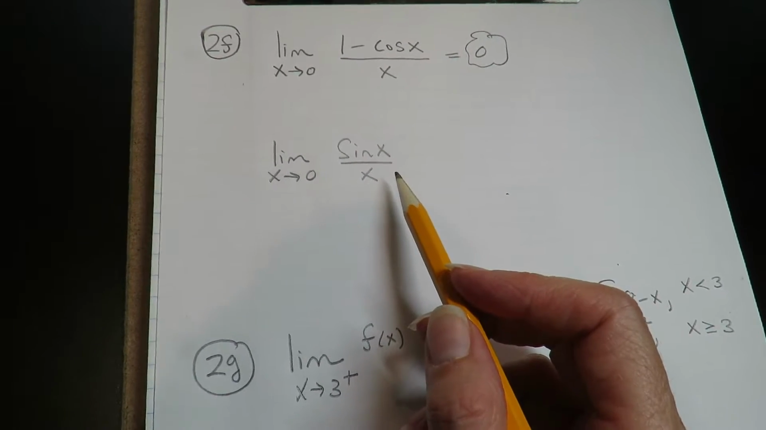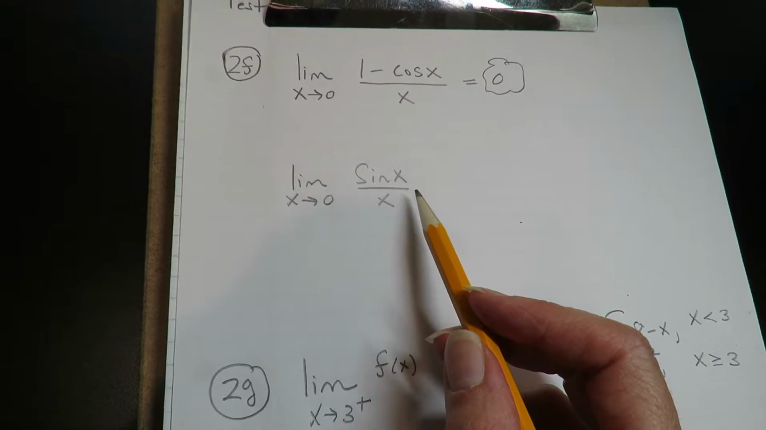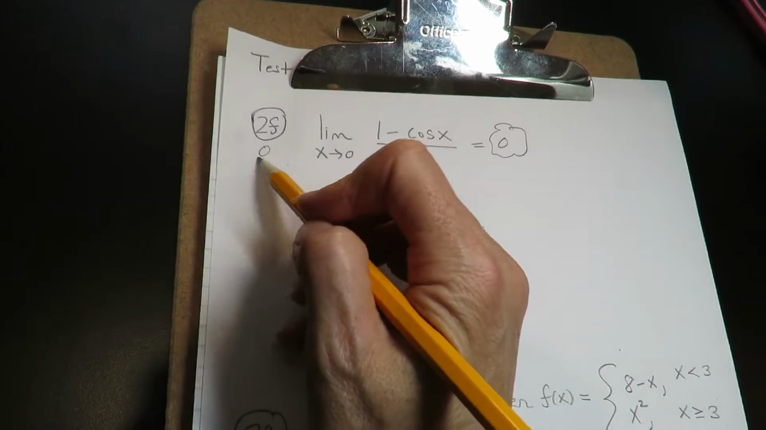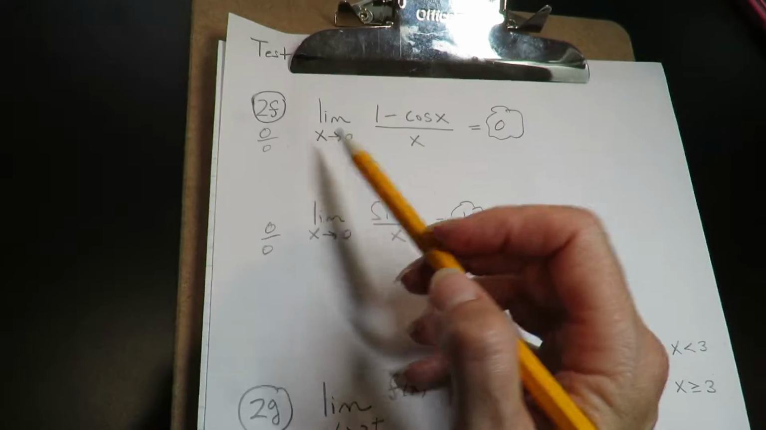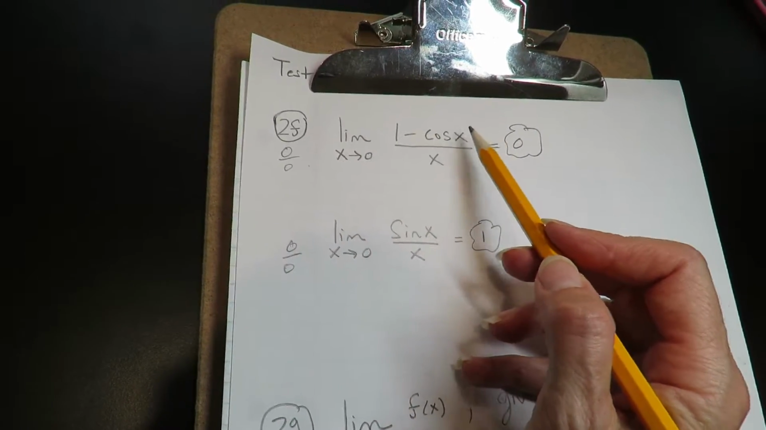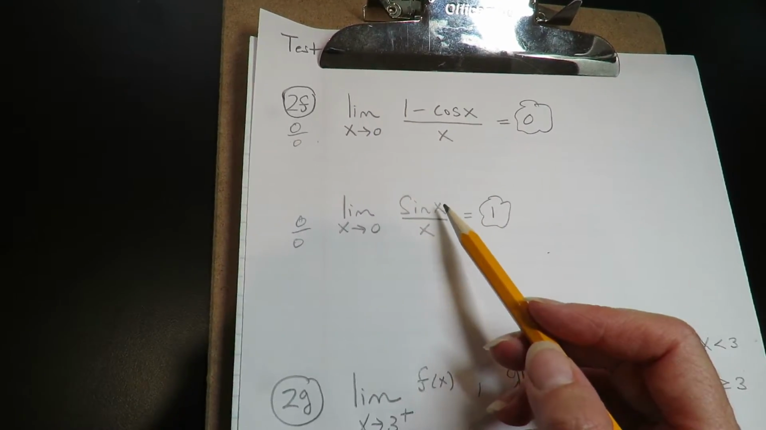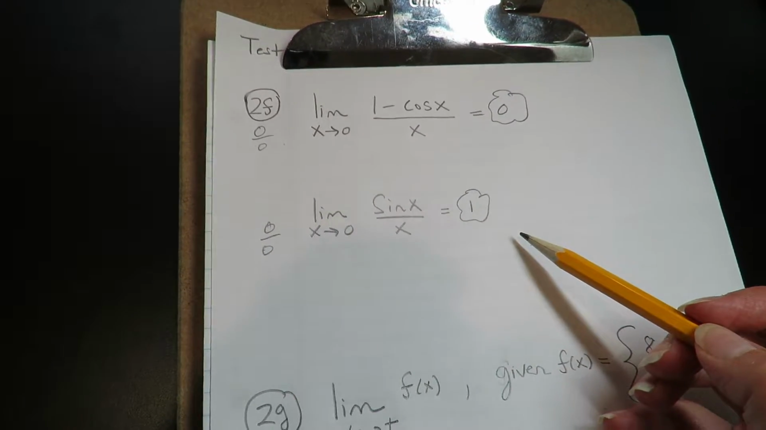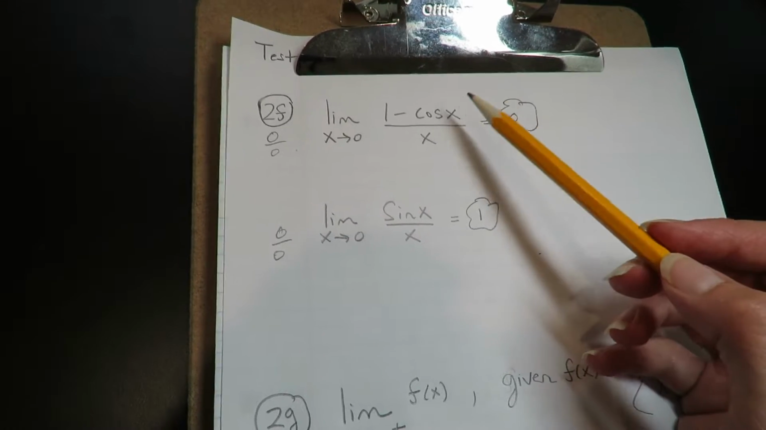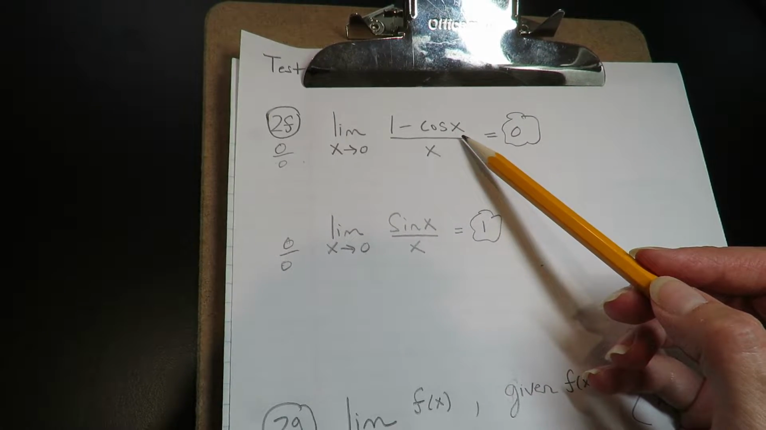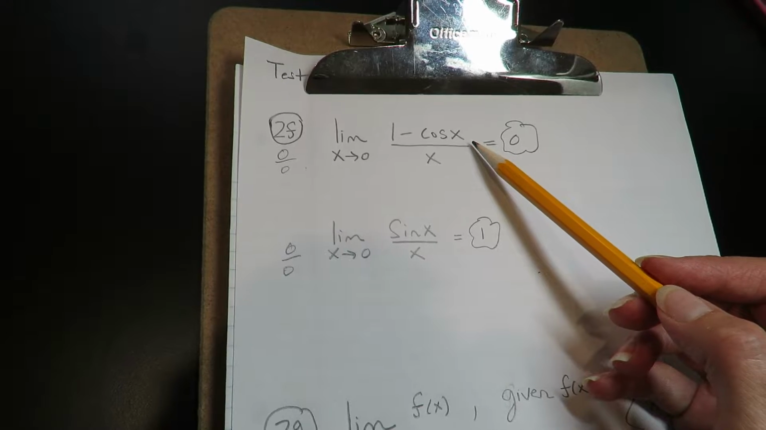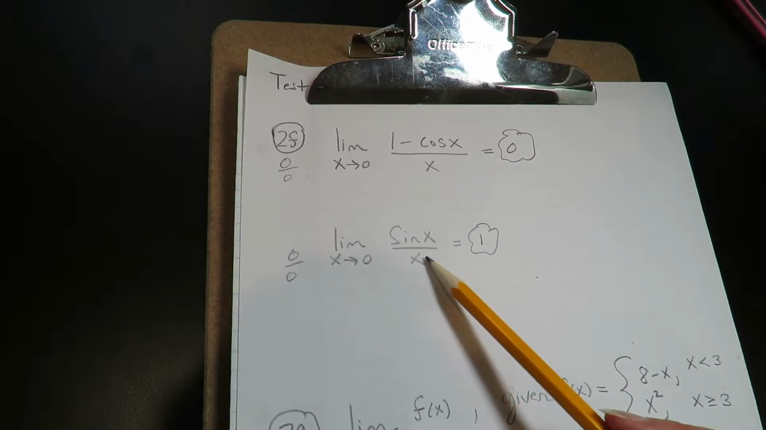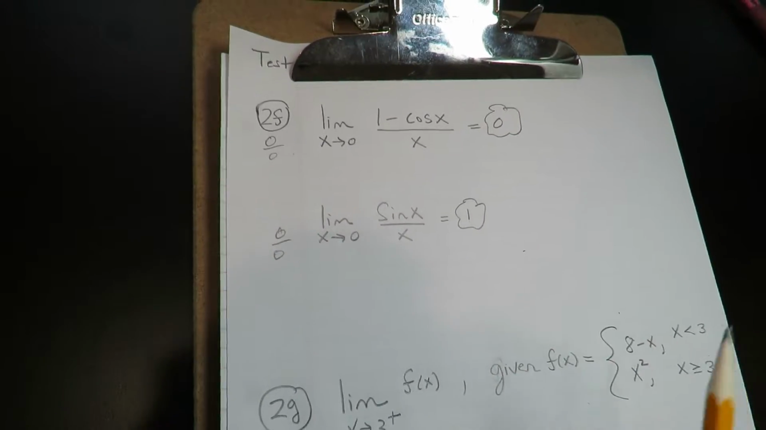I also showed you this one. So this is another special trig limit. This one I showed you in lecture. This is 1. These are the indeterminate forms. You'll notice if you plug 0 in, you get 1 minus 1 over 0 or 0 over 0. Same thing here, sine is 0 over 0, 0 over 0. So I went over this in lecture. These were the two special trig limits. Again, you could use the conjugate to solve that out. And this one you can also flip it upside down and it would still equal 1.